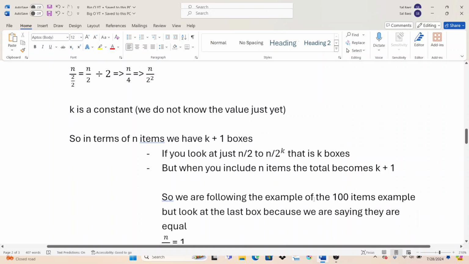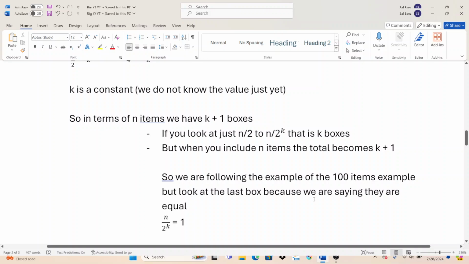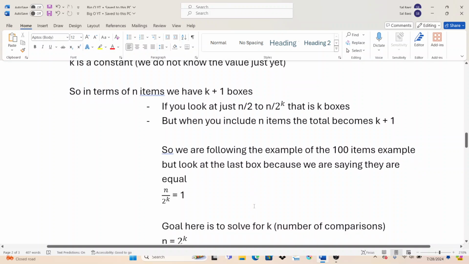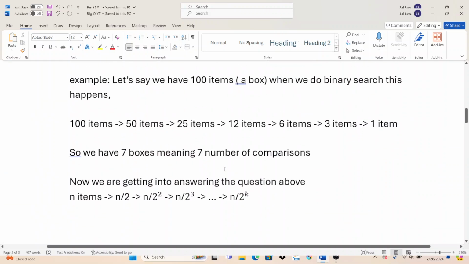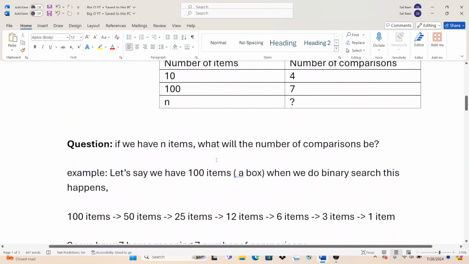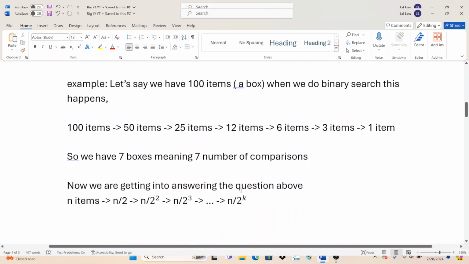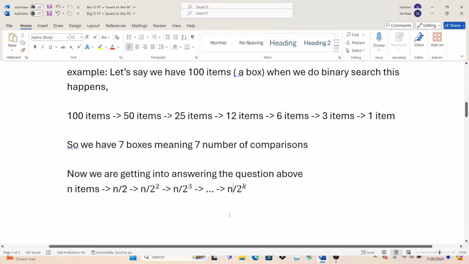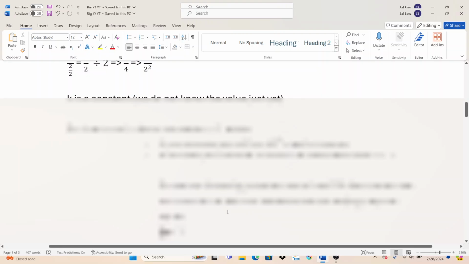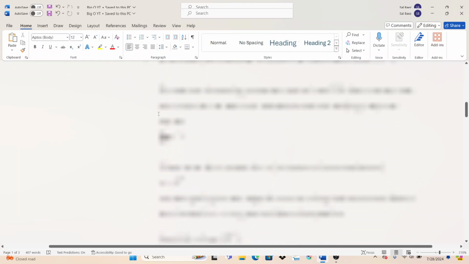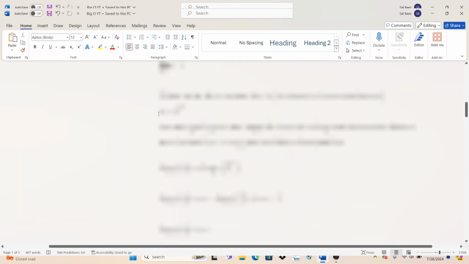And so when we're following the example of 100 items, let me go up a bit. From this example, we're looking at 100 items again, but we're looking at this last box here. These two last boxes, we're saying they're equal to each other. And so when we do that, we're gonna get, oops, what happened? Sorry guys, I don't know what happened.